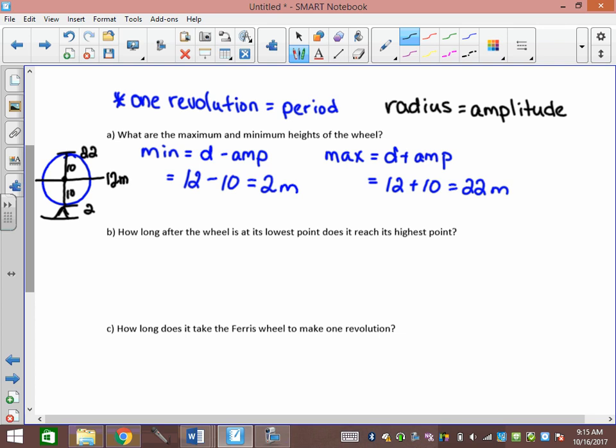So you also have to remember that if there's a base, you have to count the base and the radius to get me to the middle of my Ferris wheel, because I want the middle of the Ferris wheel. So B says, how long after the wheel is at its lowest point does it reach its highest point? So lowest point to highest point. What's another word for that in our fancy words? Half of the period, right? Half of the period. Now, we have an equation. How can I find the period?